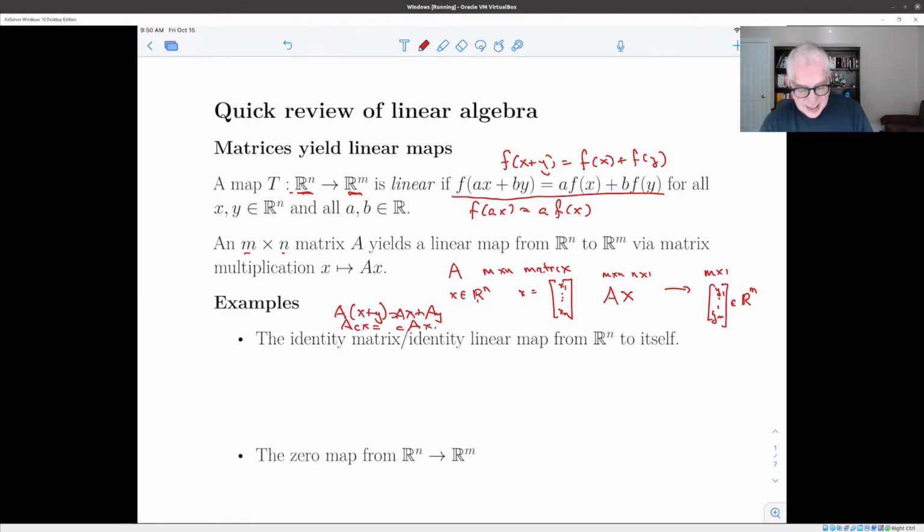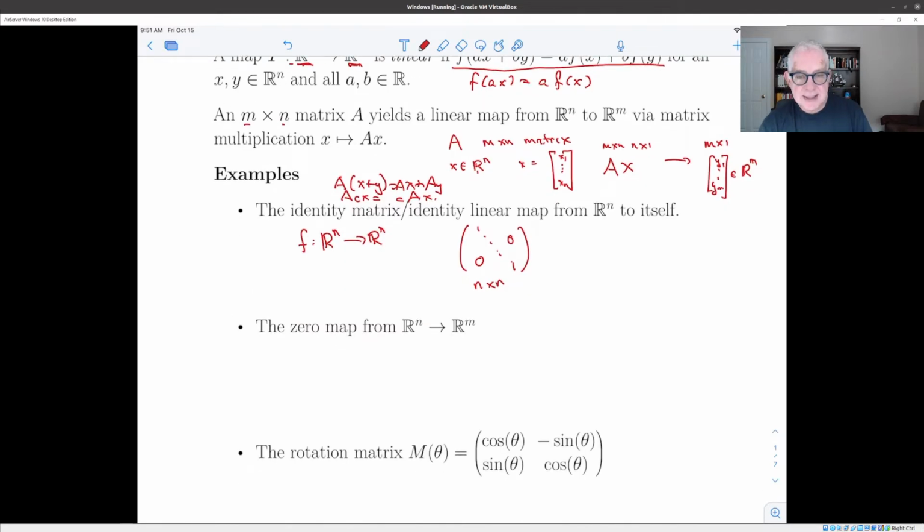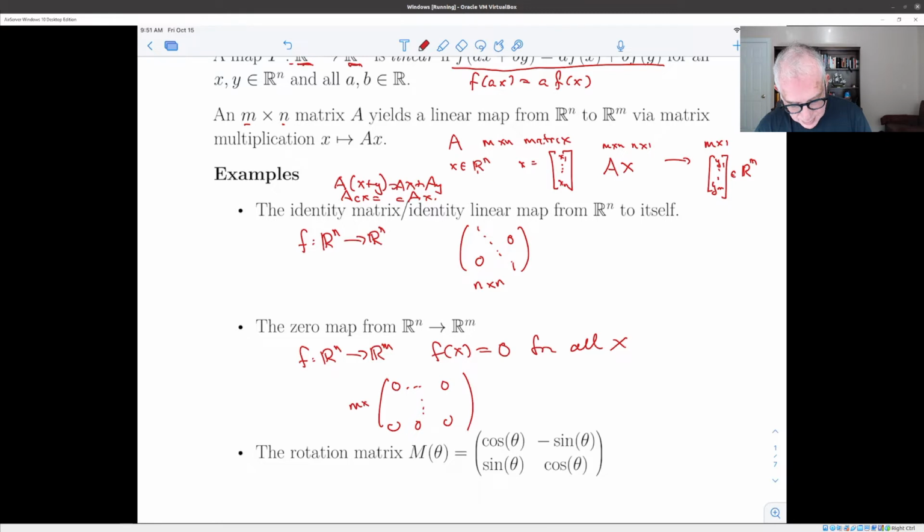So some standard examples, the identity map. So you have the identity map from Rn to Rn, and the associated matrix is the identity matrix, which is a square matrix. It's n by n, and it has ones down the diagonal and zeros in the off-diagonal entries. And of course, there's the zero map. That's a linear map. That's the function from Rn to Rm, which has the property that f of x is just 0 for all x. And it's represented by the m by n zero matrix.